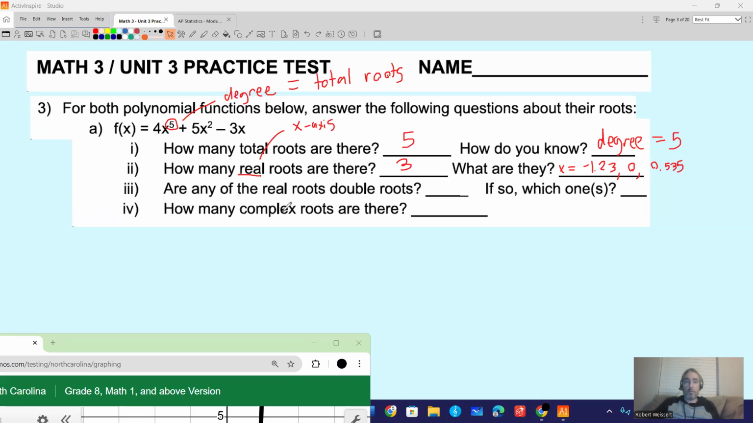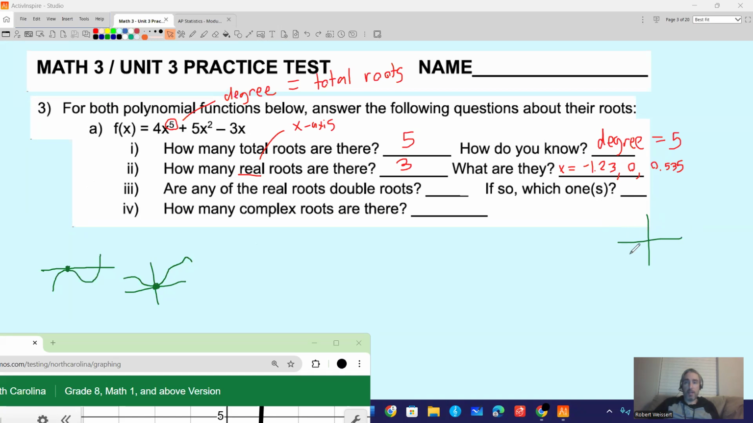Are any of the real roots double roots? Remember, double roots might look like this. They might have a maximum at the x-axis. That would be considered a double root. Or it could have a minimum at the x-axis. That would be considered a double root. Neither of these are double roots because they go straight through the x-axis.